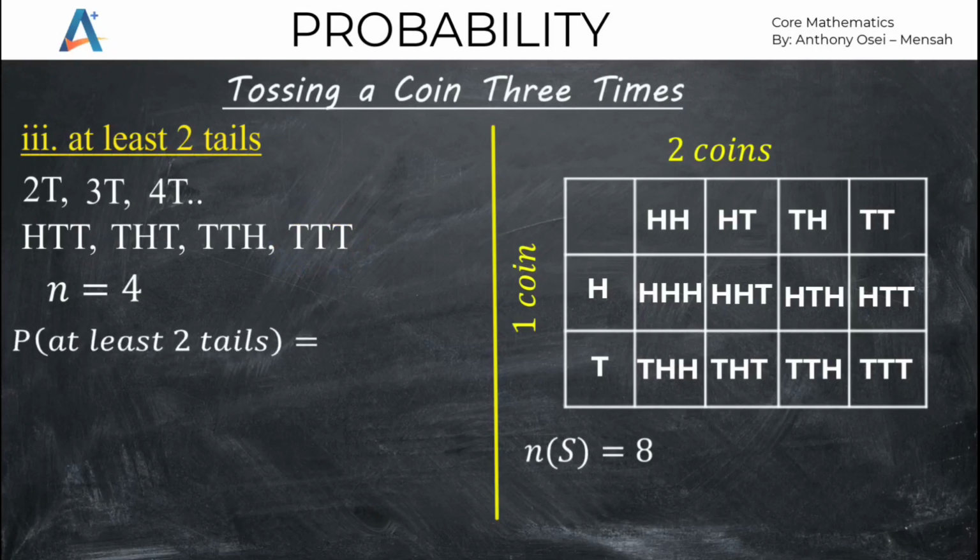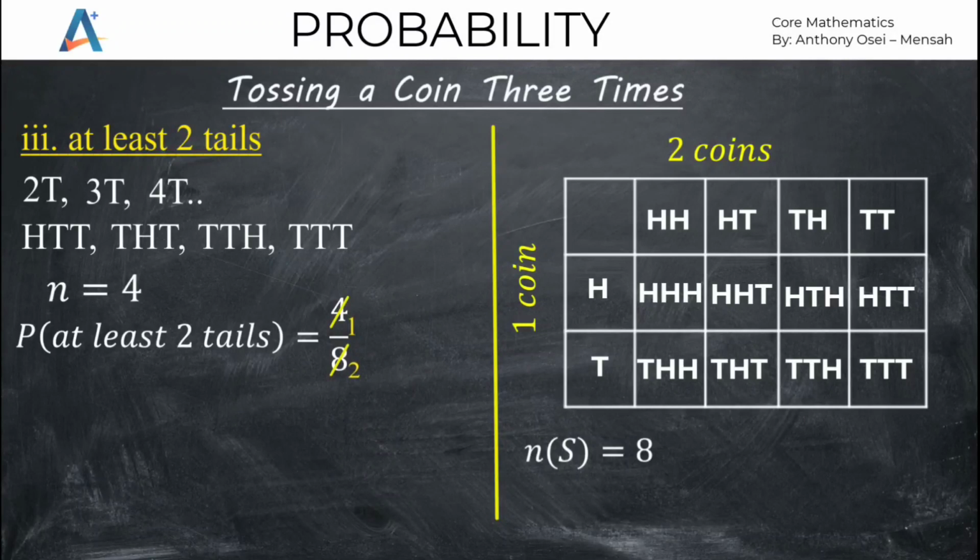So the probability of at least two tails will be equal to how many two tails do we have? We have one, two, three, four. So the number is equal to four. So four up here, and the total number, that is the sample space, becomes eight. Then four cancels itself, one, and into eight to be two. We get one over two. So at least two tails will give us one over two. Now the last one, IV.